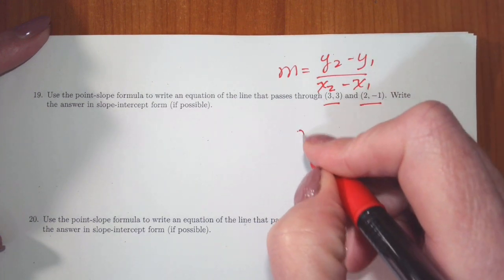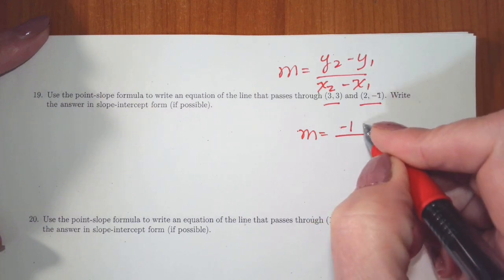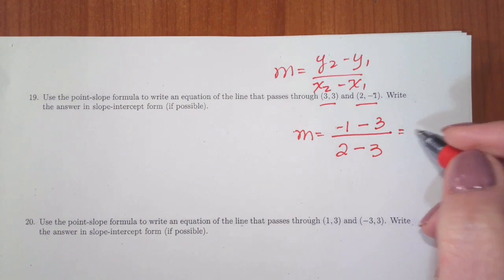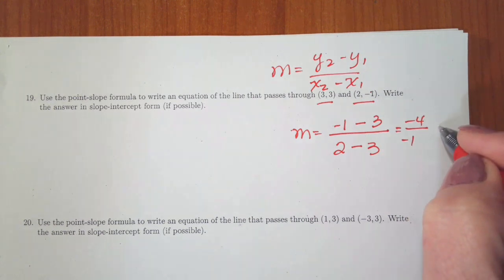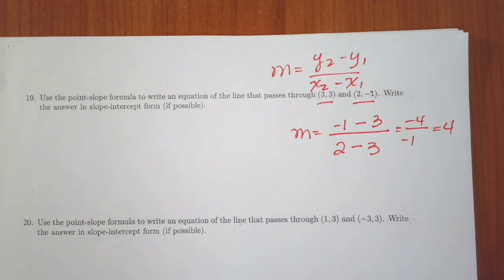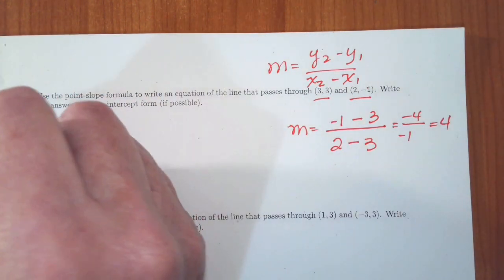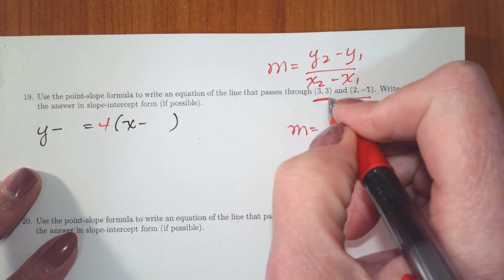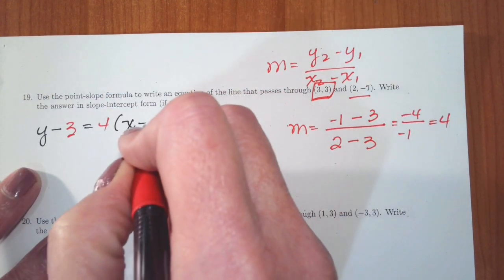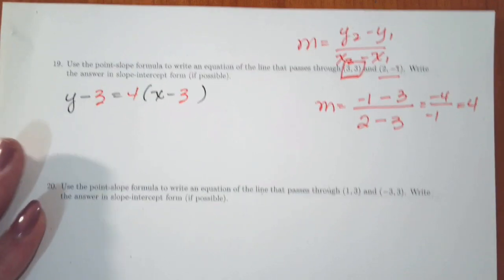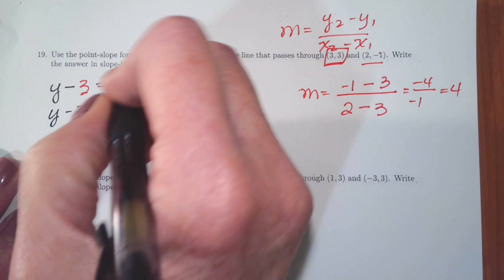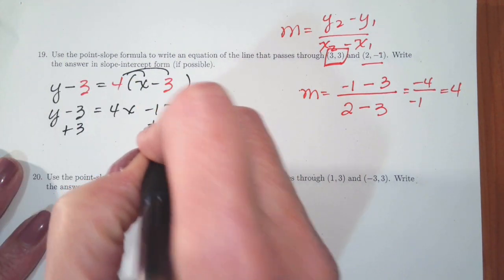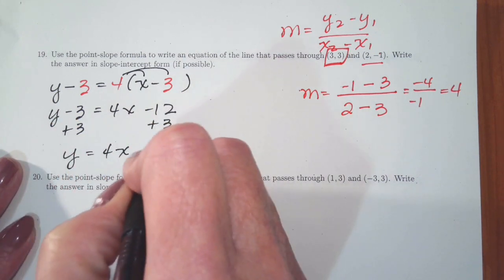Okay, so in this situation, our slope is going to be, our y2 is negative 1, y1 is 3, over x2 minus x1, which gives us negative 4 over negative 1, which is just 4. So from here, I'm going to use y minus something equals something times x minus something. We found the slope is 4. And I'll use this point because there's no negatives. So y minus 3 and x minus 3. Now I just convert that. So this gives me y minus 3, which is the same thing as solving for y, 4x minus 12. Add 3 to both sides, and I get y equals 4x minus 9.